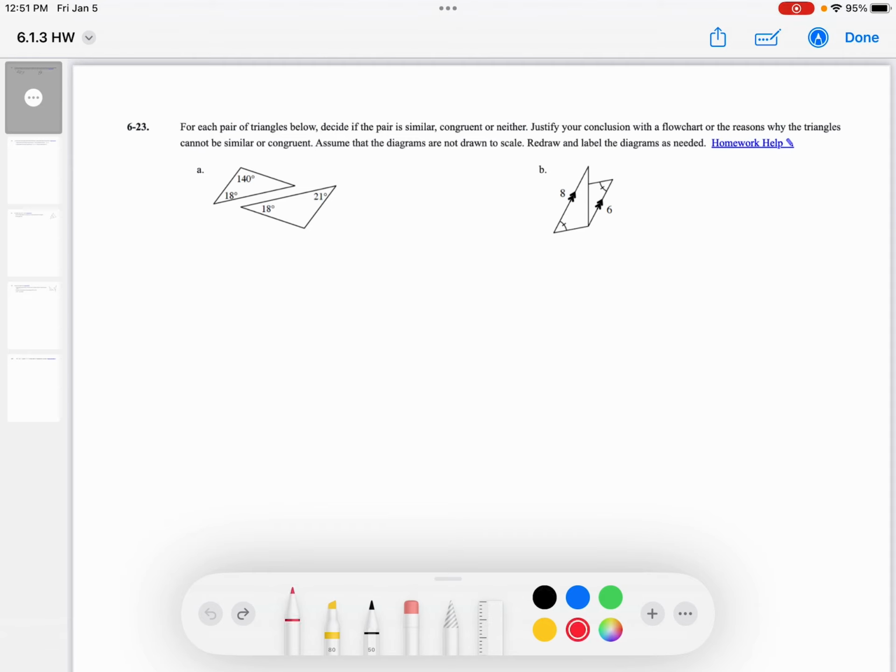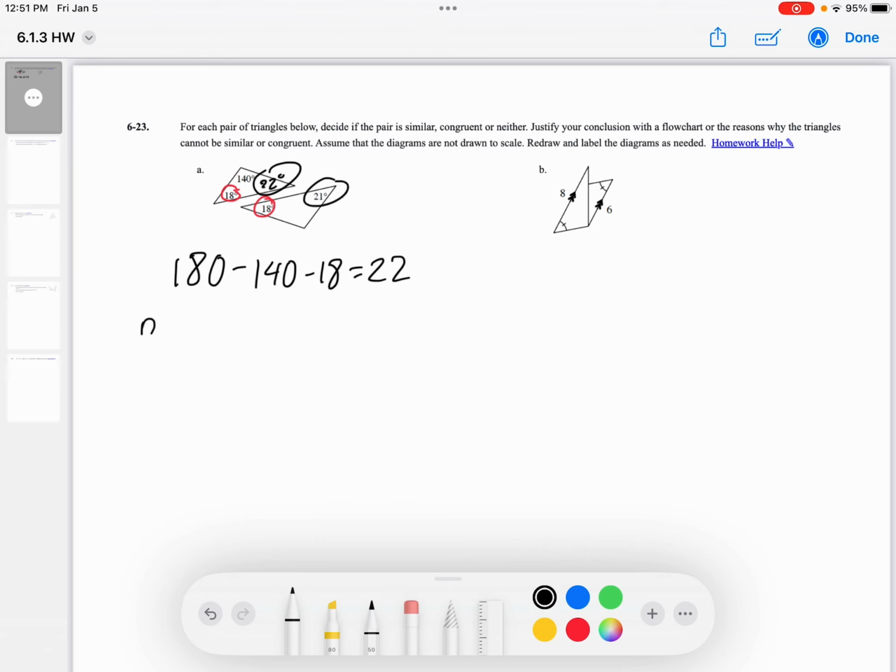Okay, so let's just look at A here. Things I notice: these two angles match. Obviously 140 and 21 do not match. So let's use the triangle sum theorem to figure out what this third angle in the first triangle is. So 180 minus 140 minus 18 is going to be 22. So this angle here is 22 degrees, so that does not match this angle here. It's very close, but doesn't match.